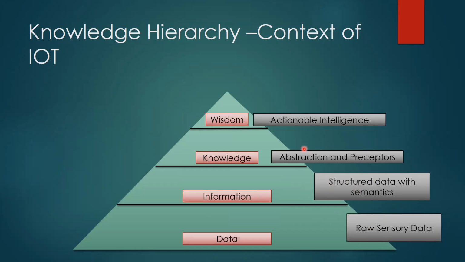So your abstraction and perception, which you have seen in IoT, comes at the knowledge level, and the actionable intelligence. What am I going to finally get as insight? What is the insight, and how could I use it for some other applications? So everything comes here. This is the knowledge hierarchy which is followed both in the data context and in your IoT context, right?